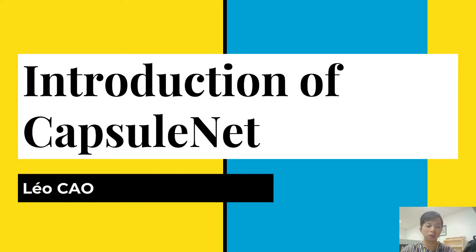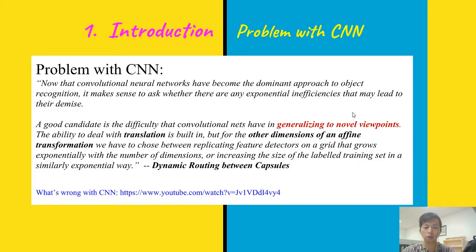Today I'm going to introduce a very interesting paper called Dynamic Routing Between Capsules. CNN is very popular nowadays. However, something is wrong with it, according to Hinton. For example, it will have some difficulty in generalizing to novel viewpoints. And that is one of the motivations of proposing Capsulenet.